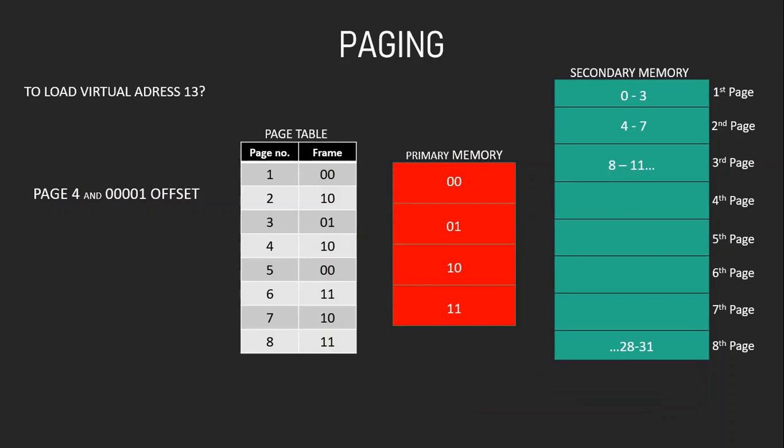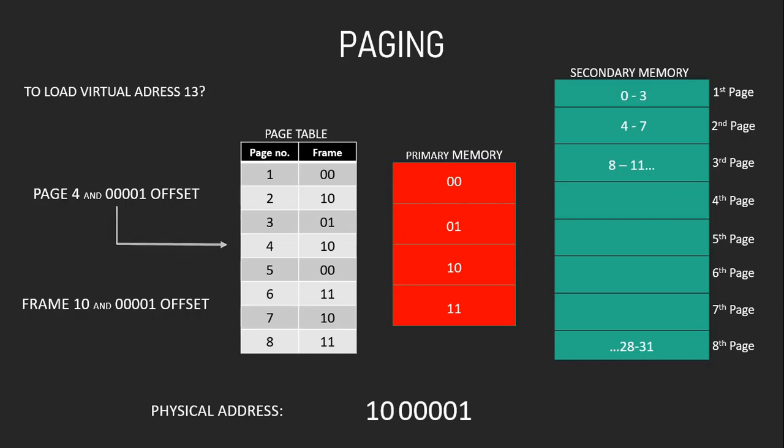Now we can use the page table to find what frame to load it into. The table has mapped page 4 to frame 10. So now all we have to do is combine the two to get our physical address, with 2 bits to show the frame and the other 5 representing offset.